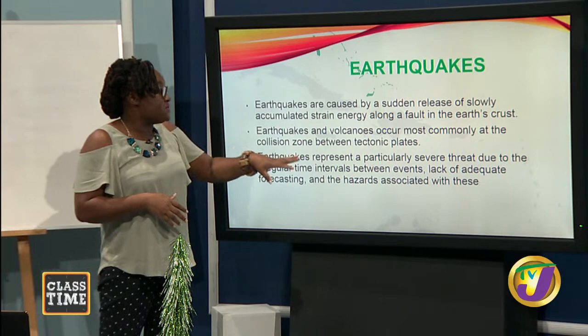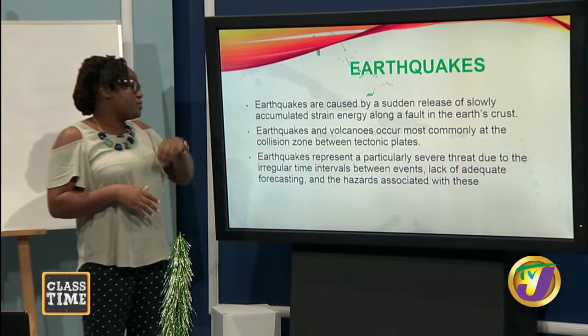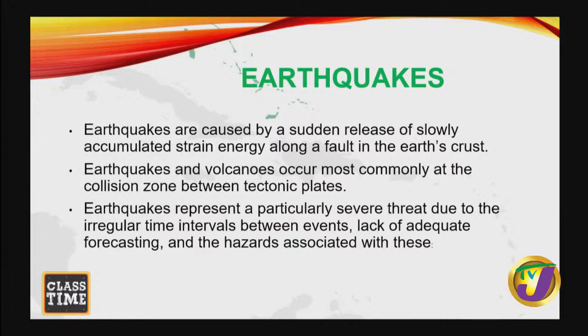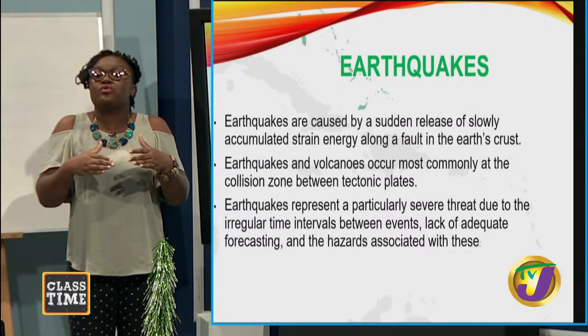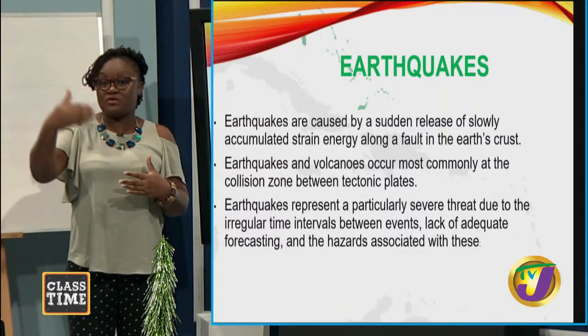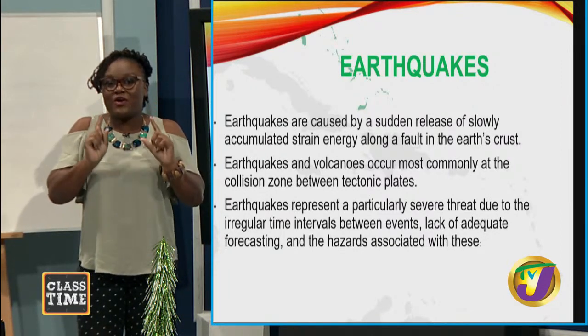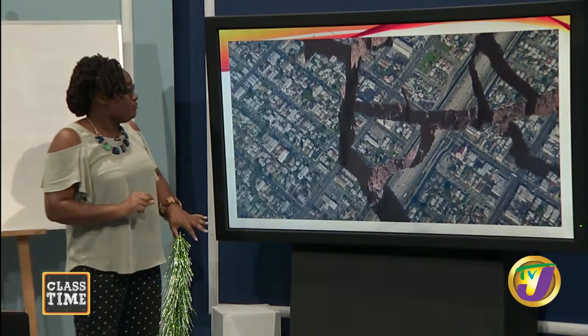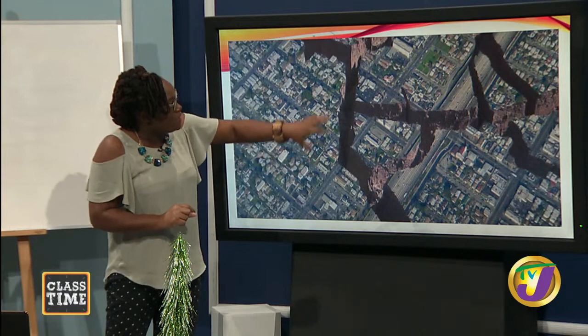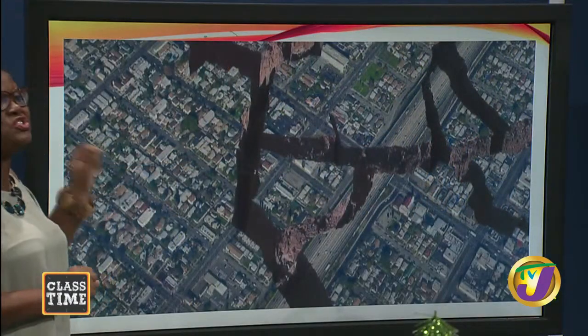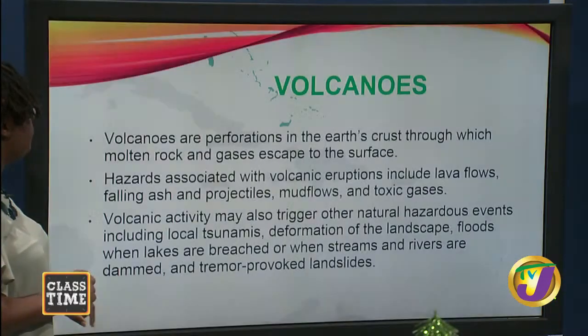So earthquakes represent a particularly severe threat due to the irregular timing and intervals between them, and you really don't know. There's no real prediction of earthquakes, even though based on where places are located and the fault lines that are known and the plates and the plate movements, there are attempts to actually make people aware that earthquakes could be happening. So there are monitoring systems that are in place, but you really cannot time an earthquake down like that. All right, so here is a picture of how when an earthquake occurs, there are cracks on the surface. All right, so this is what it looks like.